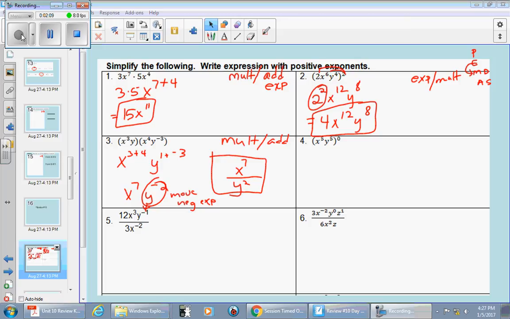Number 4 is the easiest test question. However, just forewarning, answer choice A is going to probably say 0. Don't pick it. Anything to the 0 power is 1.